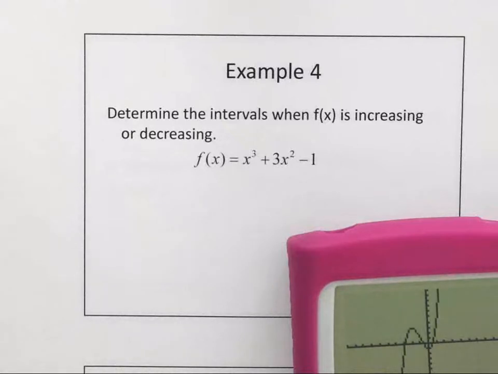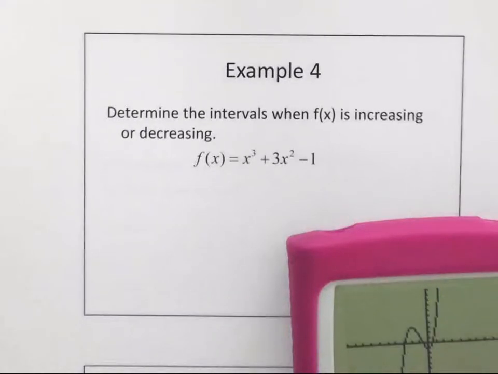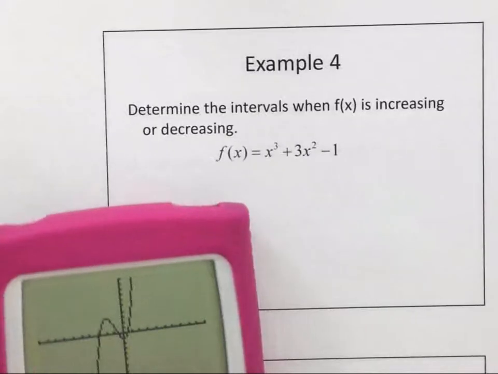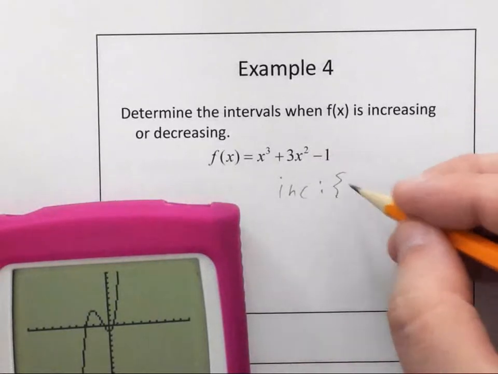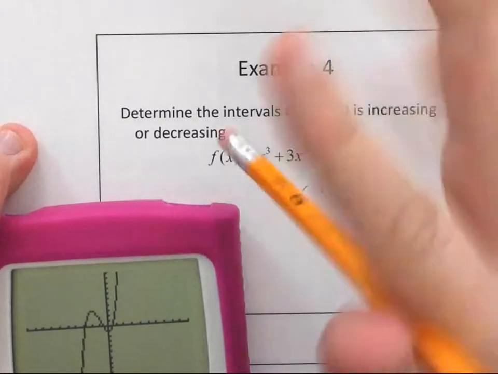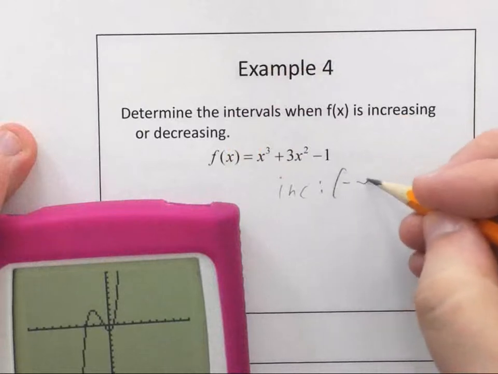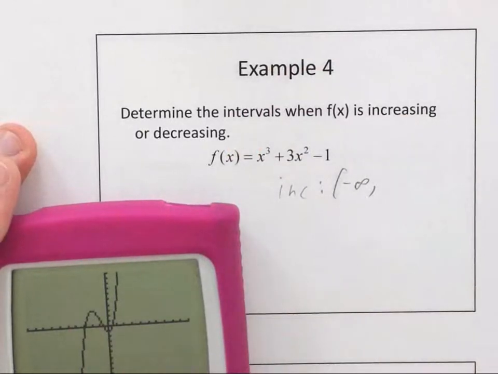And I know it's x cubed, so I know it should be following this general pattern. I know there's not going to be anything else going on outside of this because I have a maximum of 3 zeros. So it's going to be increasing up to this point. So I'm increasing from negative infinity up until that point. So I want to find that peak.